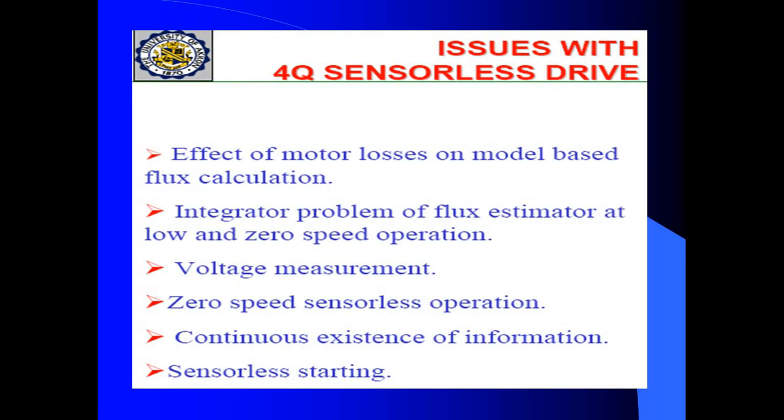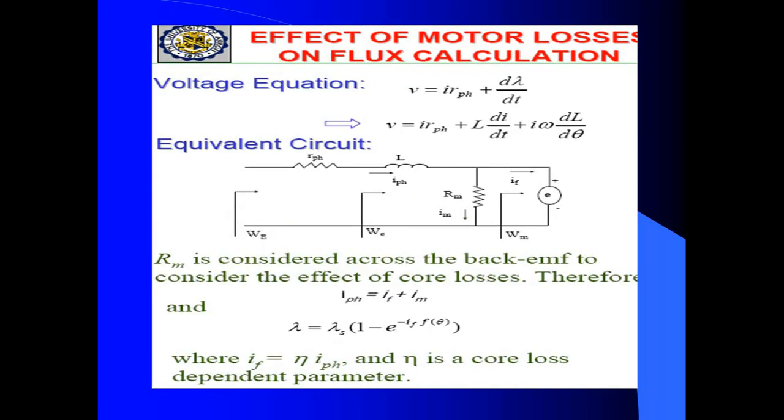Issues with the fourth quadrant sensorless drive. The effect of motor losses on model based flux calculations. Flux is proportional to current in the motor in the switched reluctance characteristics. Integrated problem of flux estimated at low and zero speed operation. The next one is the voltage measurement, then zero speed sensorless operation, then continuous existence of information, sensorless starting. Then the effect of motor losses on flux calculations.